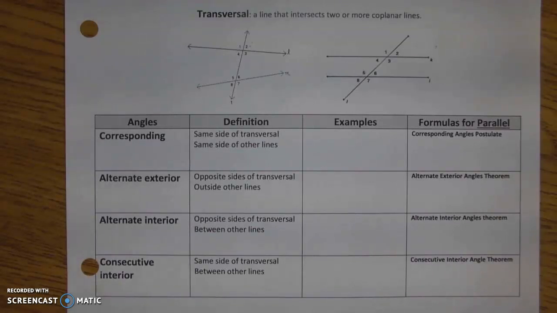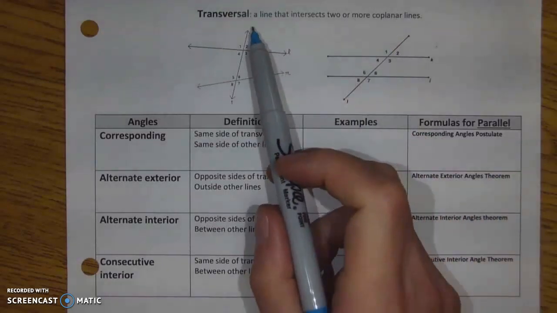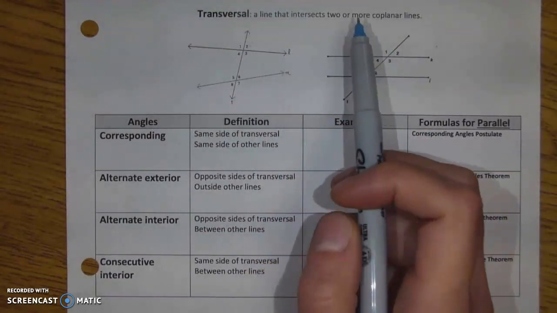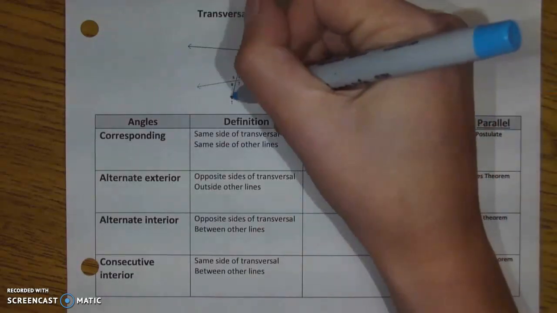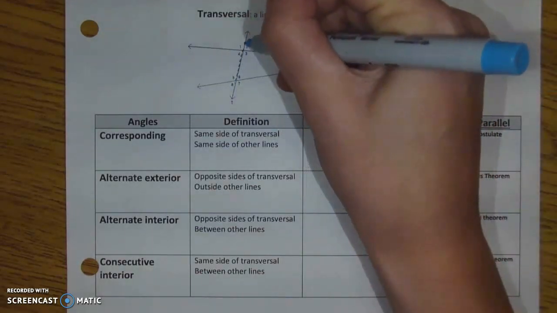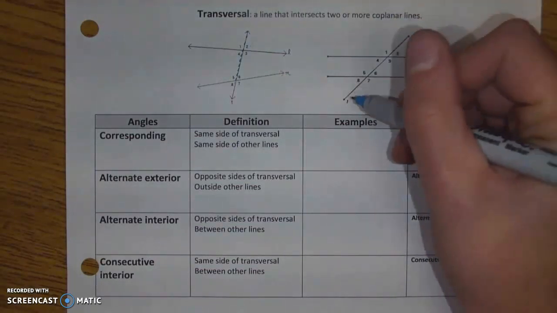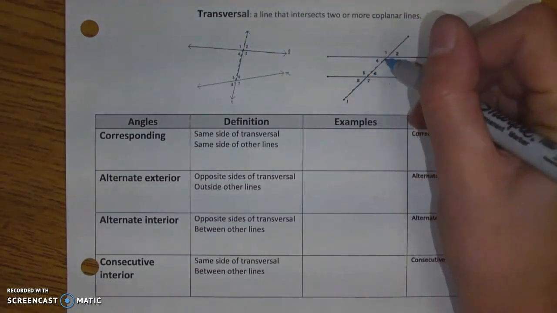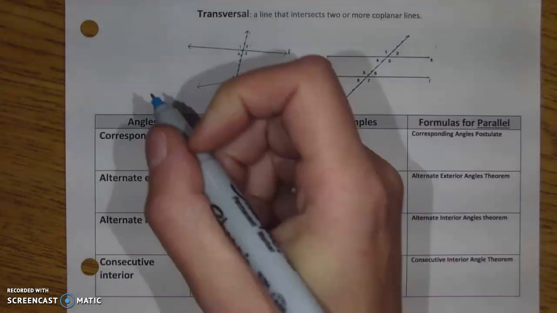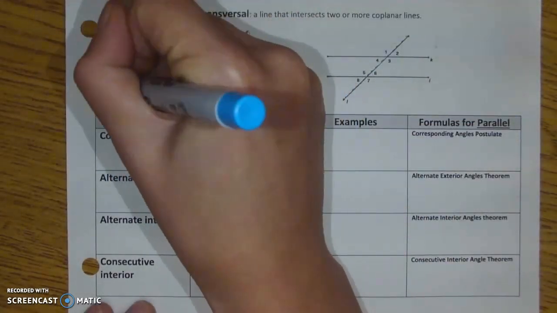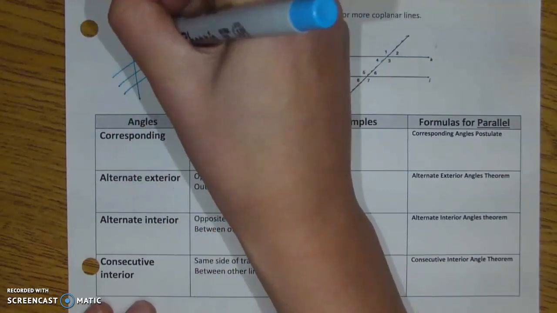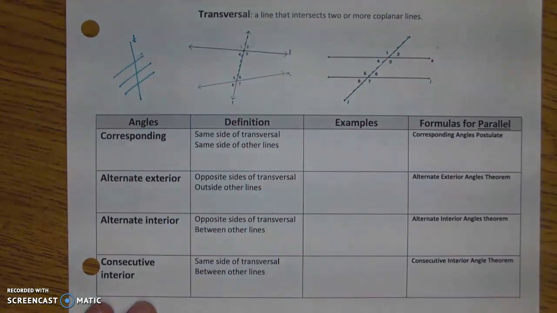Now, transversals are, as you guys can see, lines that intersect two or more coplanar lines. In other words, it's just a line going through a couple other lines. So this right here is a transversal. So is T in this picture. We can also have transversals that go through a series of lines, so don't be shocked if you see something like this where our transversal is coming through 3 lines.